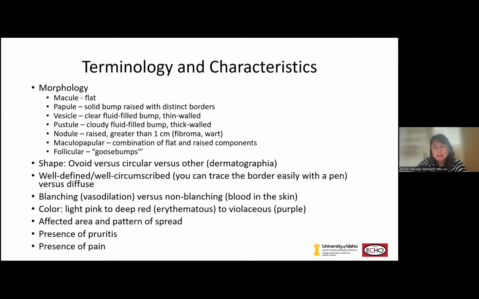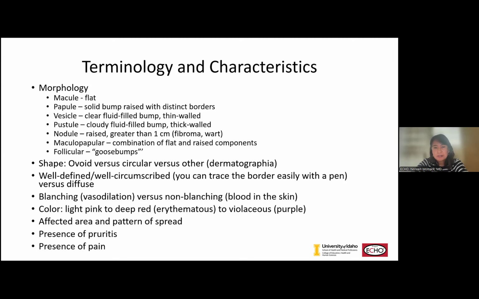So a macule, or a macular rash, is a flat rash. A papule is a bump. A vesicle is a bump, but this time it has usually clear fluid in it, and the wall around the fluid is thin. A pustule is the same thing. It's fluid filled, but typically it's more cloudy fluid. The wall might be a little thicker. A nodule is a big papule. We use that often to describe larger warts, for instance.